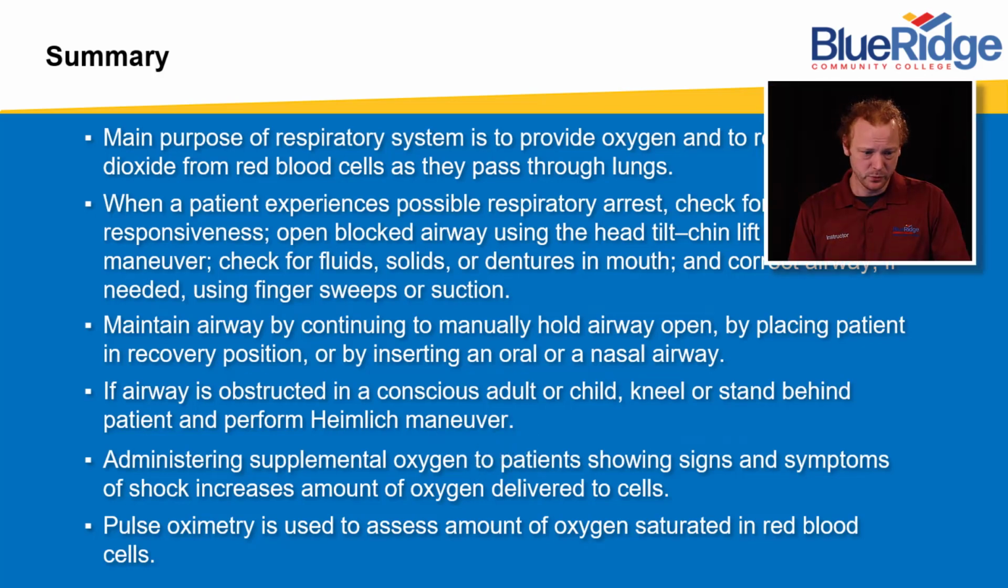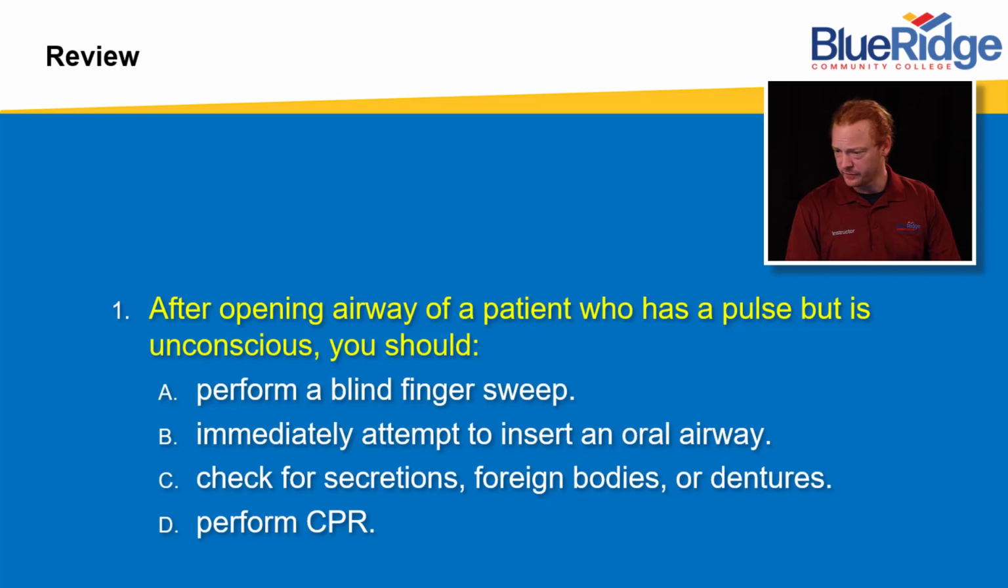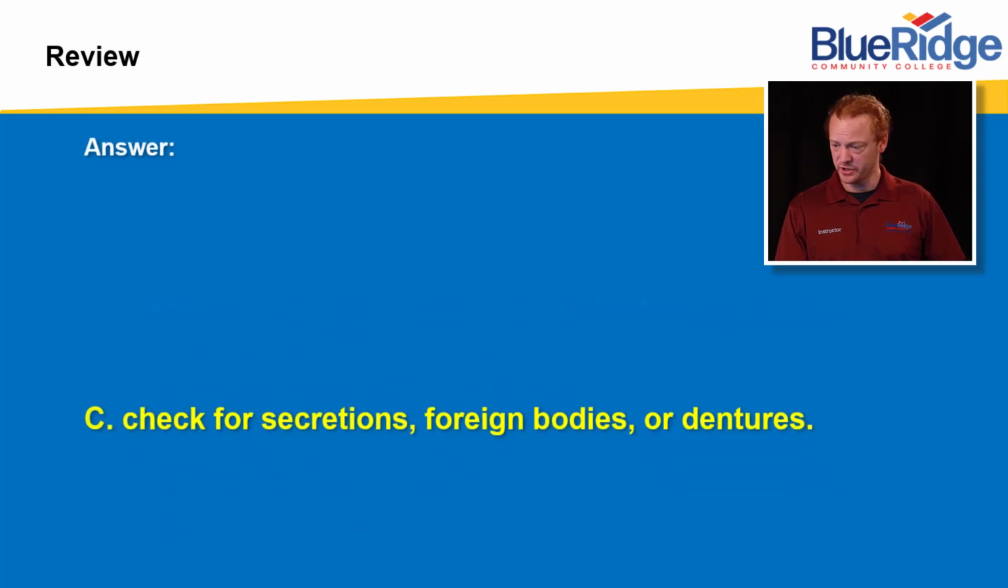So we have a few review questions here. The first one is: after opening the airway of a patient who has a pulse but is unconscious, you should, A, perform a blind finger sweep, B, immediately attempt to insert an oropharyngeal airway, C, check for secretions, foreign bodies, or dentures, or D, perform CPR. The correct answer for that one is C. Check for secretions, foreign body obstructions, or dentures.